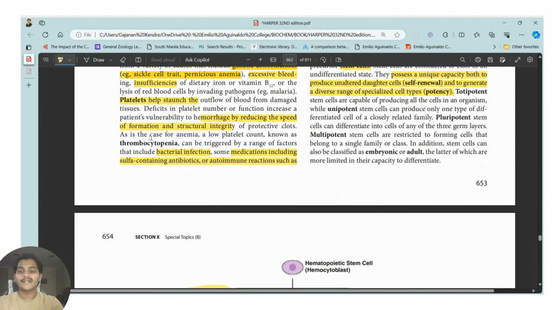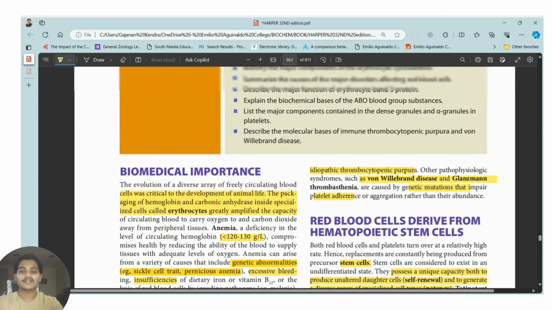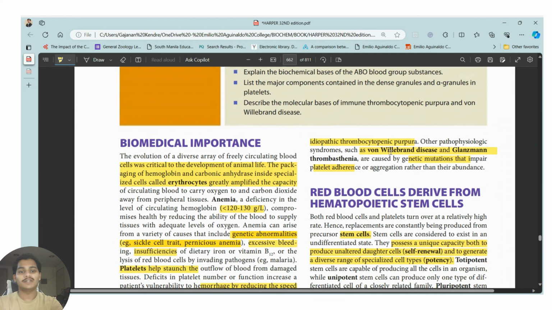Then what is thrombocytopenia? Thrombocytopenia is a low platelet count. It can be triggered by bacterial infections, medications including sulfa-containing antibiotics, or autoimmune reactions such as idiopathic thrombocytopenia.